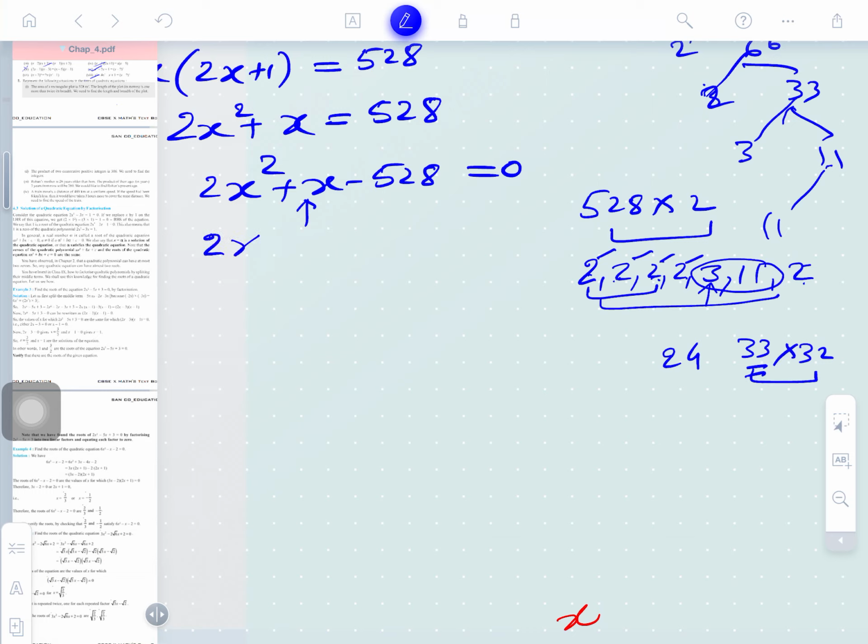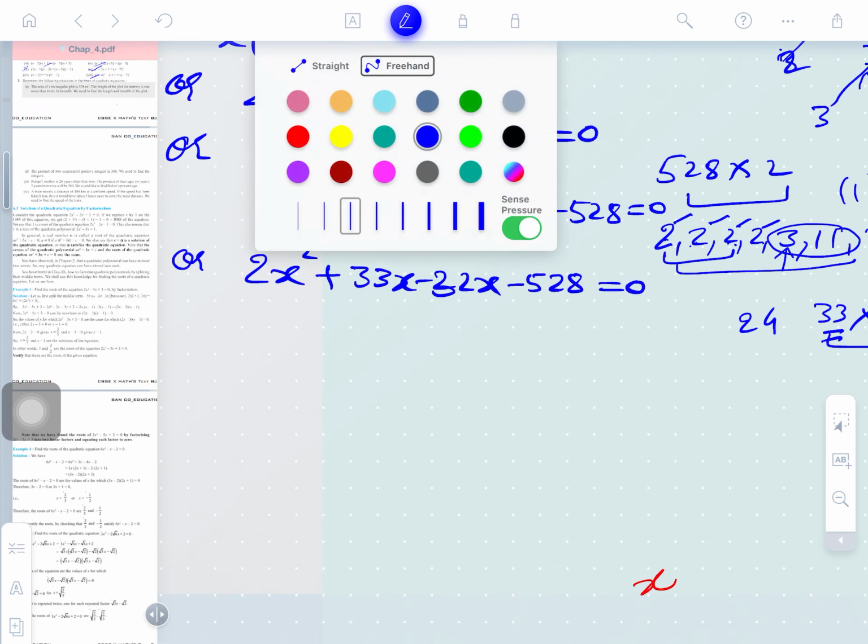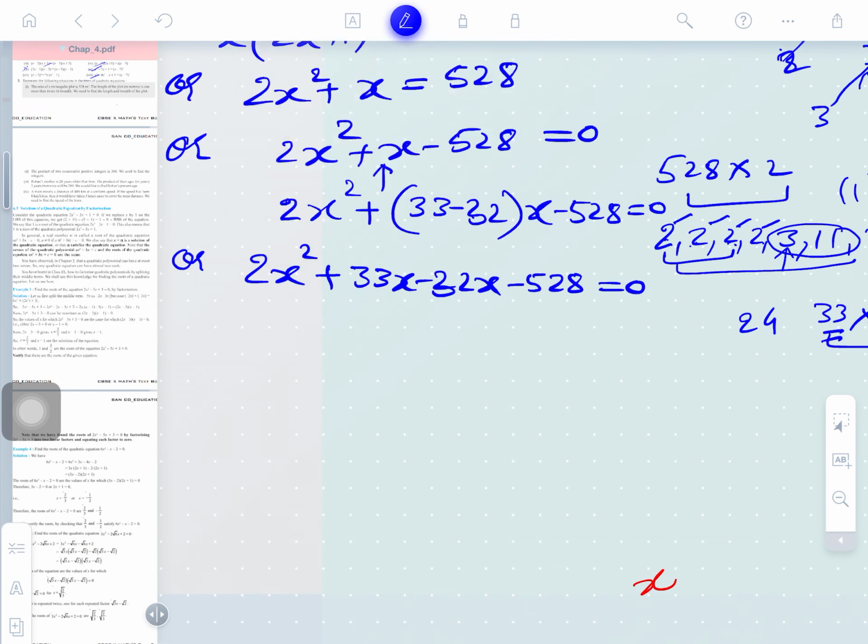So 2x square, and here what will we write? 33 minus 32, okay. So now we have reached here. Clear? And what is further to be done? It is 2x square plus 33x minus 32x minus 528 is equal to 0. If you see this expression, you will find two are positive and two are negative. This is a checker step we call right now. So it means that we are going right.